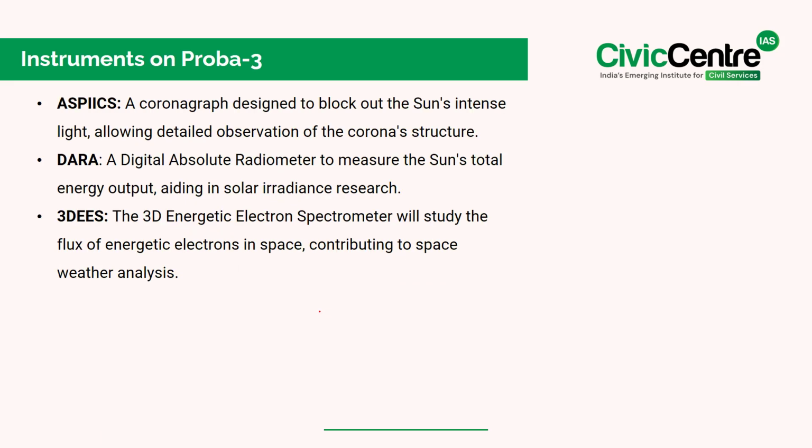Now, if we have to talk about the instruments on the Proba-3, firstly ASPIICS, which is a coronagraph designed to block out the sun's intense light, allowing detailed observation of the corona structure. Then we have DARA, which is a digital absolute radiometer to measure the sun's total energy output, aiding in solar irradiance research. And lastly, we have 3DEES, which is the 3D energetic electron spectrometer that will study the flux of energetic electrons in space, contributing to space weather analysis.